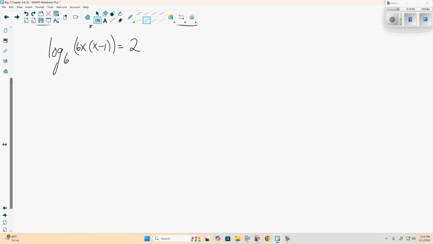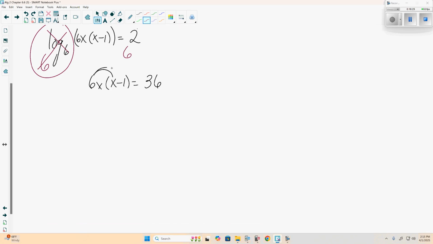Now we're going to put both sides to the base of 6, because we want the 6 of the log base 6 to cancel out, giving us 6x times x minus 1 is equal to 36. Then we would distribute: 6x squared minus 6x is equal to 36.